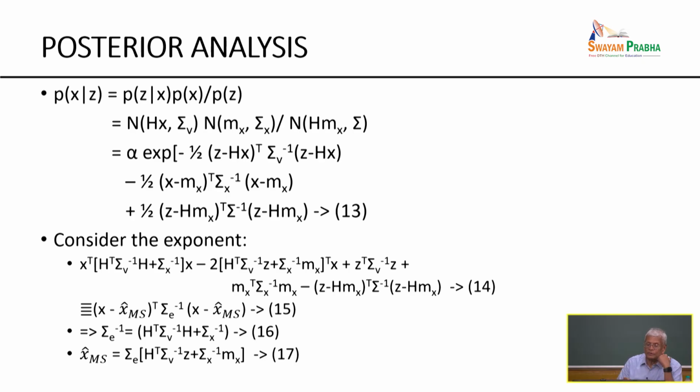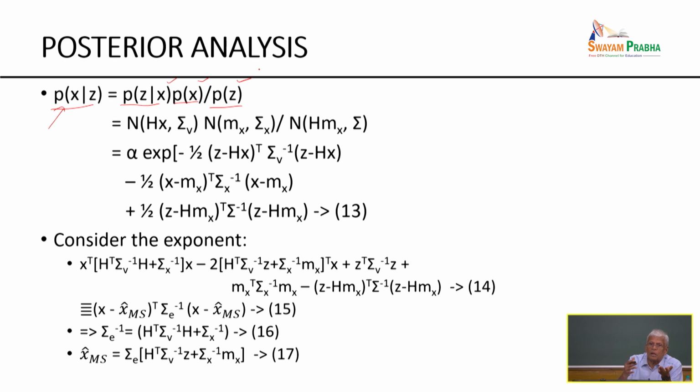Posterior analysis. By applying Bayes' theorem, I get P of x given Z. Look at that now. This is the posterior density. It is the information about x after the observation. And that involves the conditional distribution times the prior divided by P of z. Now please remember, I have computed each of these quantities.